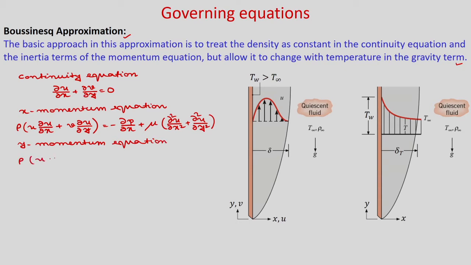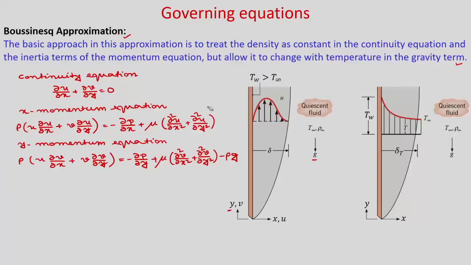Rho into u del v by del x plus v del v by del y is equal to minus del p by del y plus mu into del 2 v by del x square plus del 2 v by del y square. Now, we will take the body force term. So, what is the body force term in the y momentum equation? Okay, g is acting in the negative y direction. So, it will be minus rho g. Now, first write down the boundary layer equations.